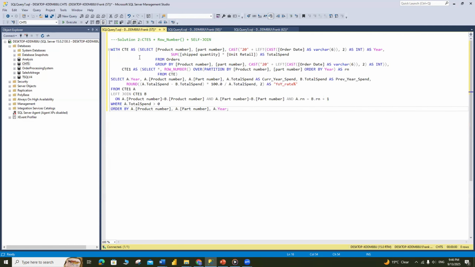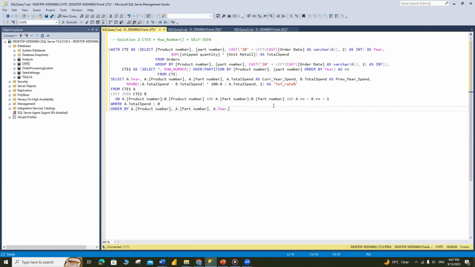Solution 2 solves the same problem using a CTE with row number and a self-join. Similarly, we first extract the year from the order date and calculate total spend. Group by product number, part number, and year to get one row per product, part, and year. The next step is to assign row numbers. We number the rows for each product and part in ascending order of year. We then join each row to the row with Rn equals Rn minus 1. This way, each row gets its immediate predecessor, just like lag.